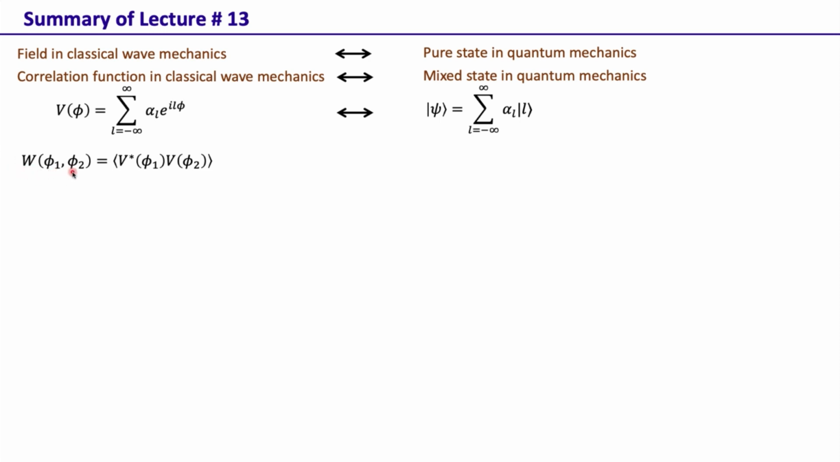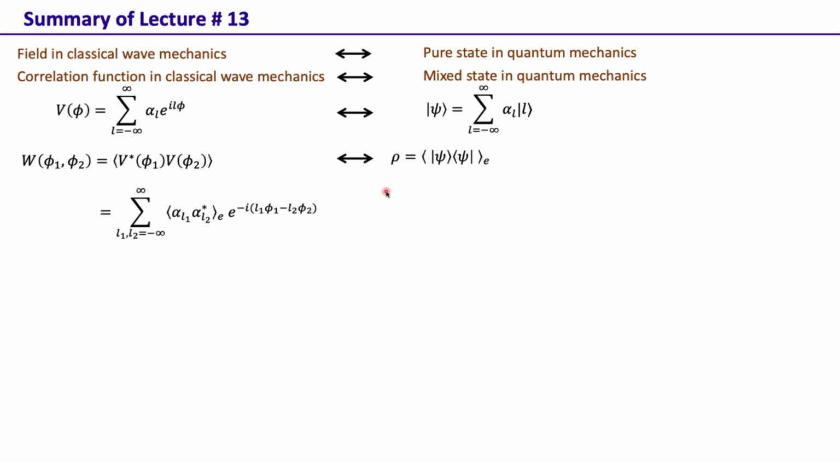The correlation function in the angle basis is defined as V star of phi 1, V of phi 2, and the ensemble average. And if we go by this expression for V of phi, then this W of phi 1, phi 2, that is a cross spectral density function in angle, can be represented like this.